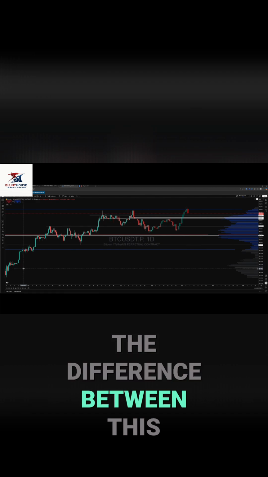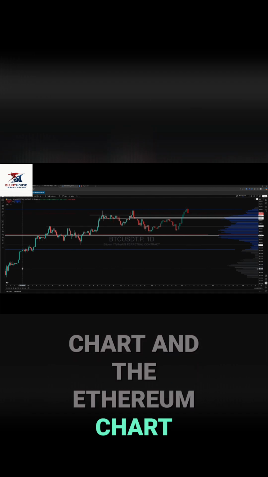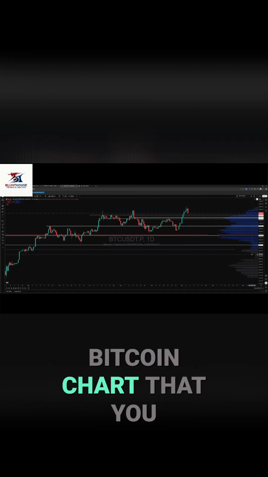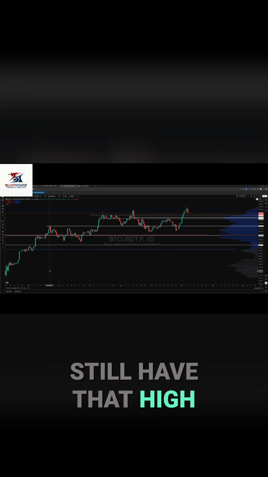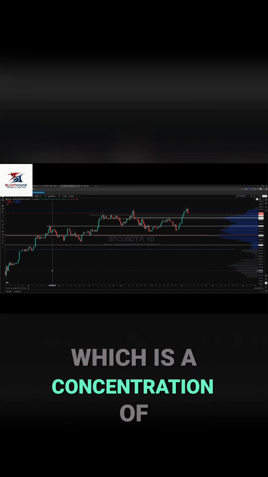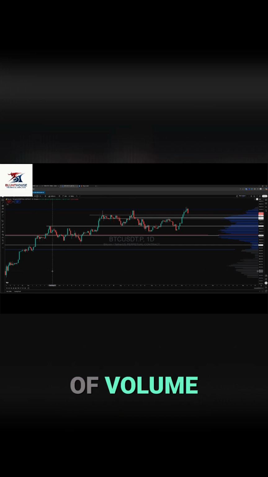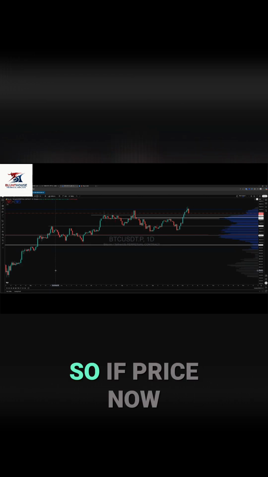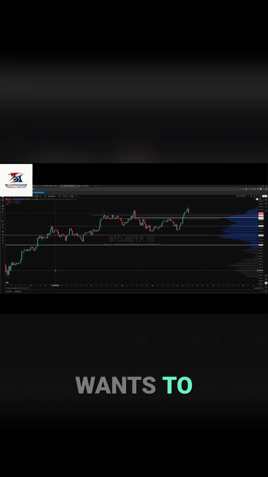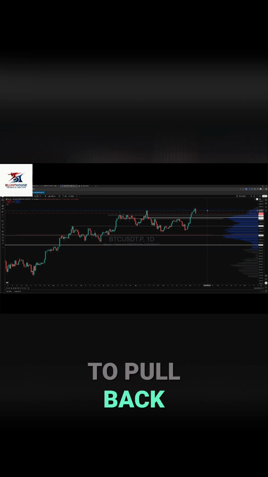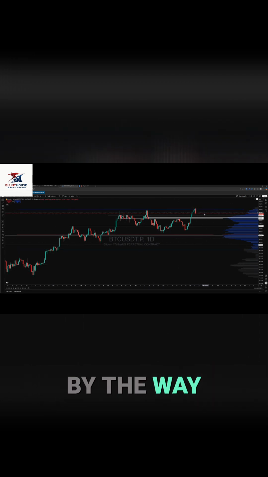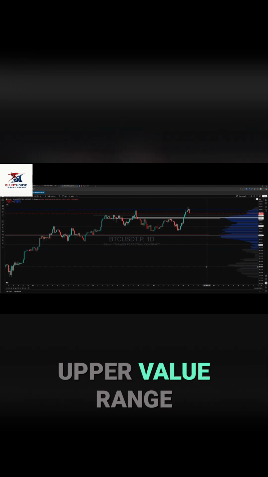So do you notice the difference between this chart and the Ethereum chart? You notice on the Bitcoin chart that you still have that high density of blue, which is a concentration of volume. So if price now wants to pull back, where did it hit, by the way? Upper value range.